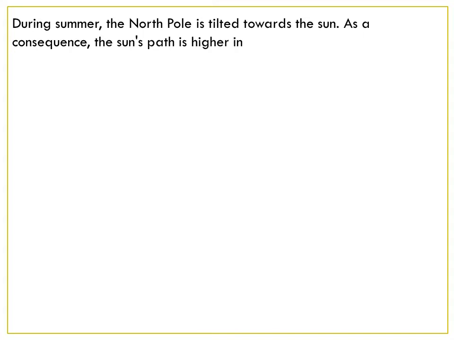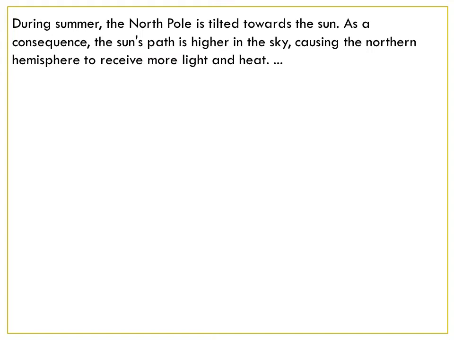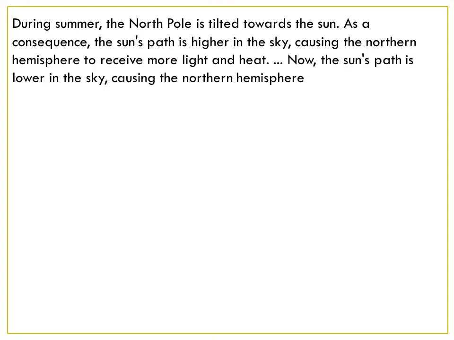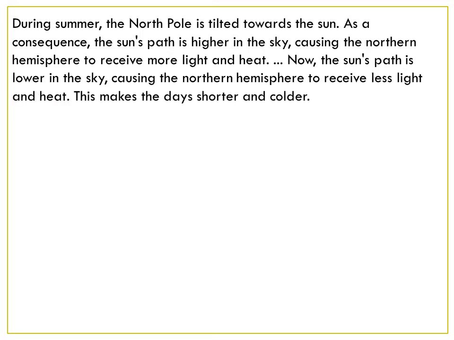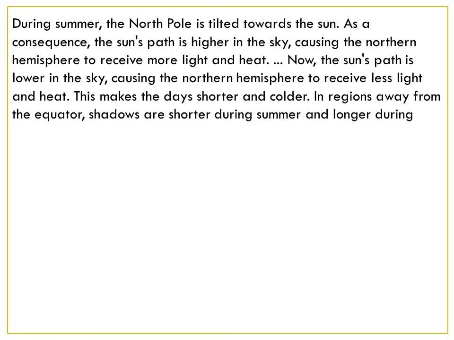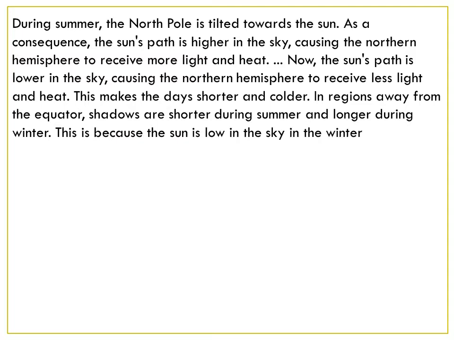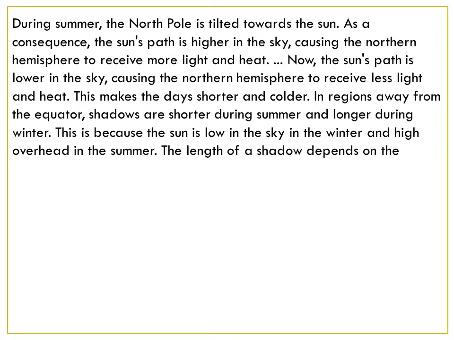As a consequence, the sun's path is higher in the sky, causing the northern hemisphere to receive more light and heat. In winter, the sun's path is lower in the sky, causing the northern hemisphere to receive less light and heat. This makes the days shorter and colder. In regions away from the equator, shadows are shorter during summer and longer during winter. This is because the sun is low in the sky in the winter and high overhead in summer.